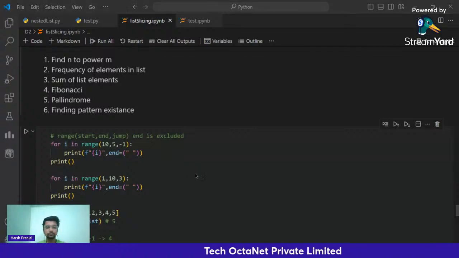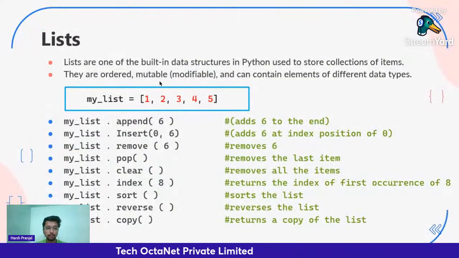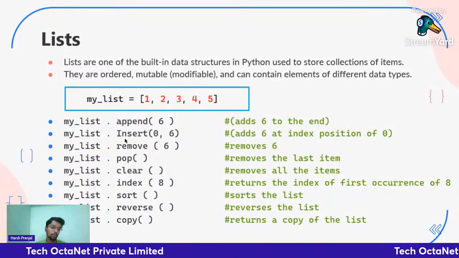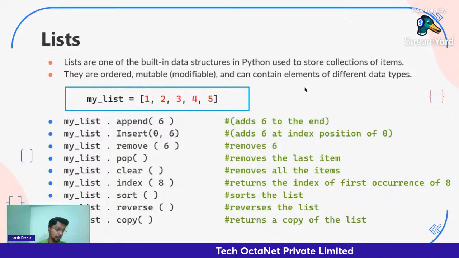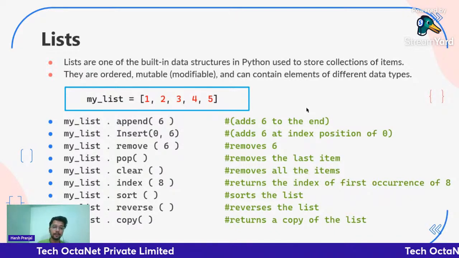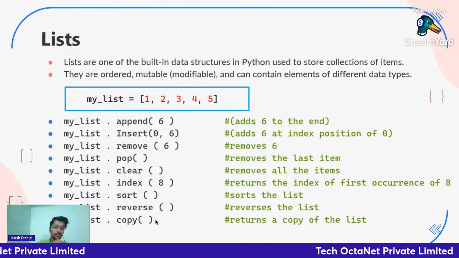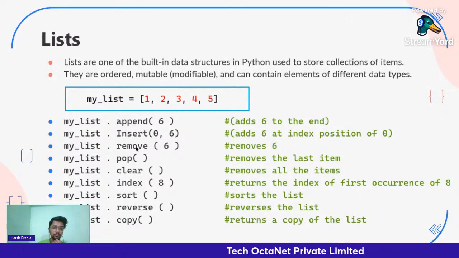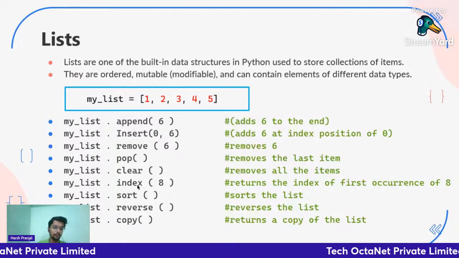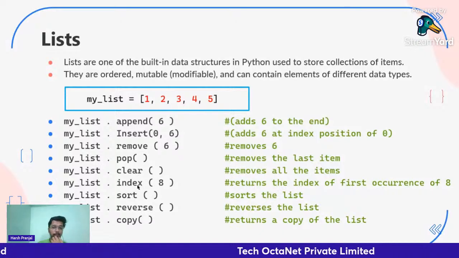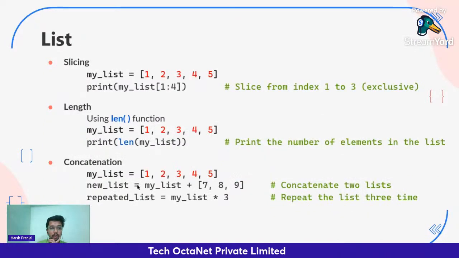Okay, so no problem. I will suggest you should practice all these methods on list. And if you have any doubt in them, you may ask in the next session. See, there are only a few methods listed here, right? But the list has multiple methods. And slicing we have covered, length, concatenation.